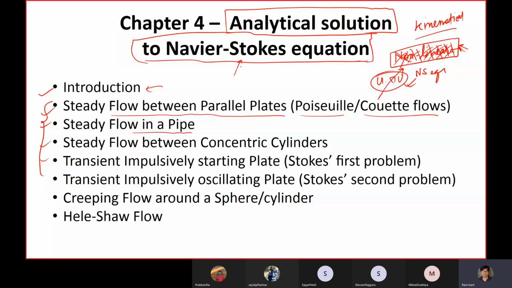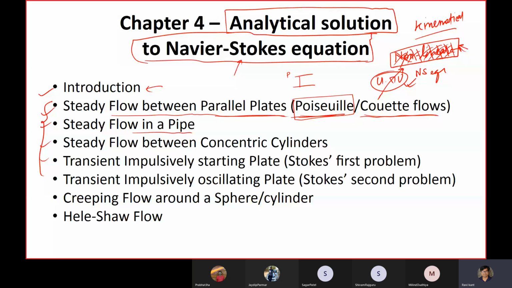I will discuss parallel plates, such as Poiseuille flow and Couette flow. Poiseuille flow is a flow between two parallel plates, with or without pressure gradient, and you will have a parabolic profile inside those two parallel plates.